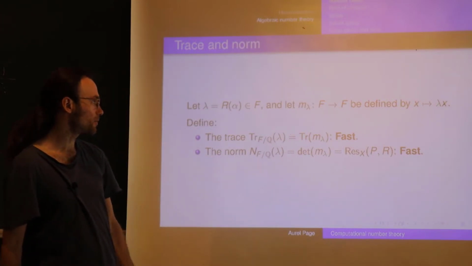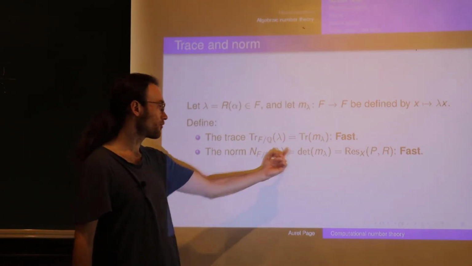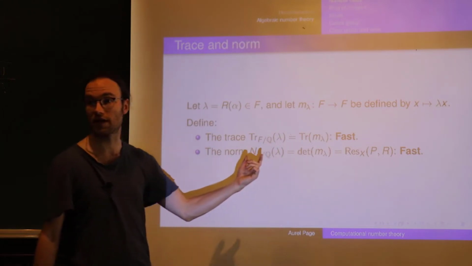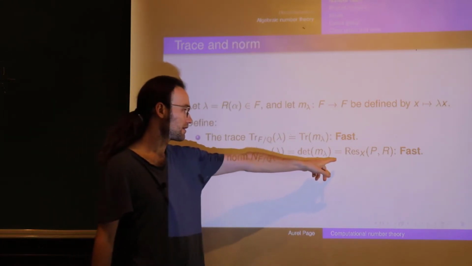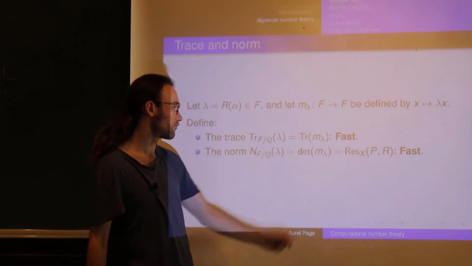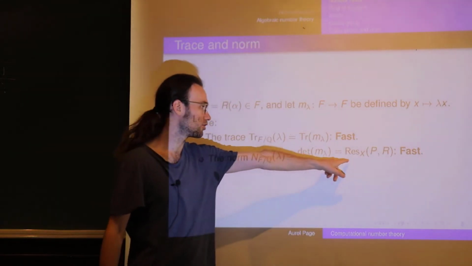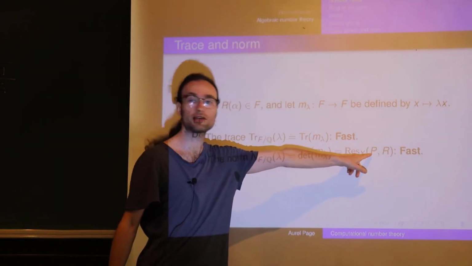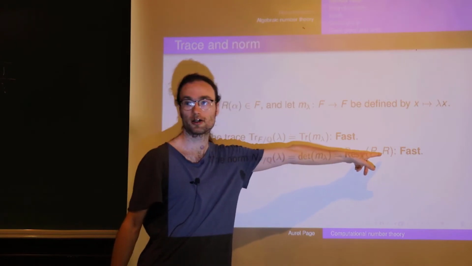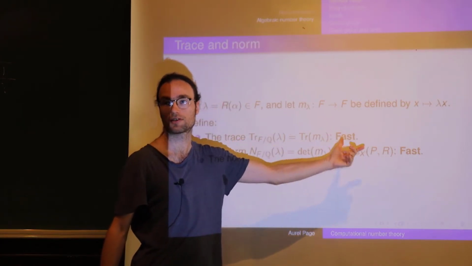Instead, it's much better to use the fact that the determinant is also the product of the eigenvalues, which in this case is going to reformulate into the norm being just the resultant of P, the defining polynomial, and R, the polynomial representing your element.